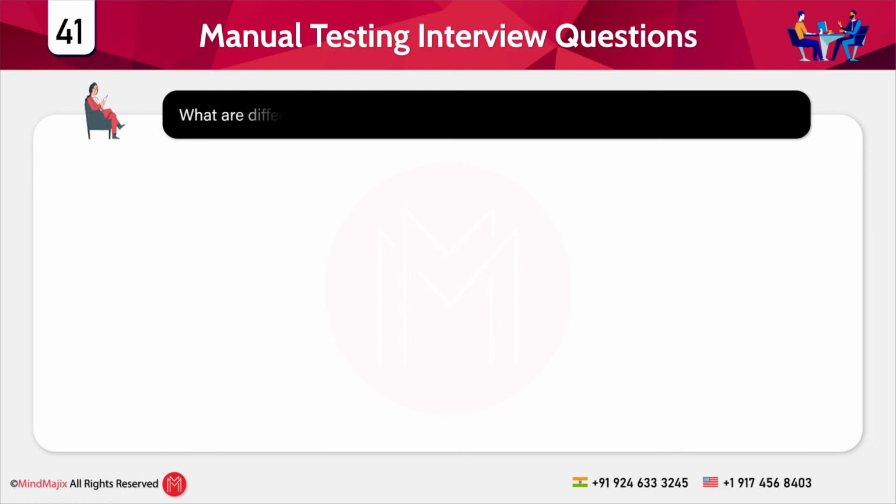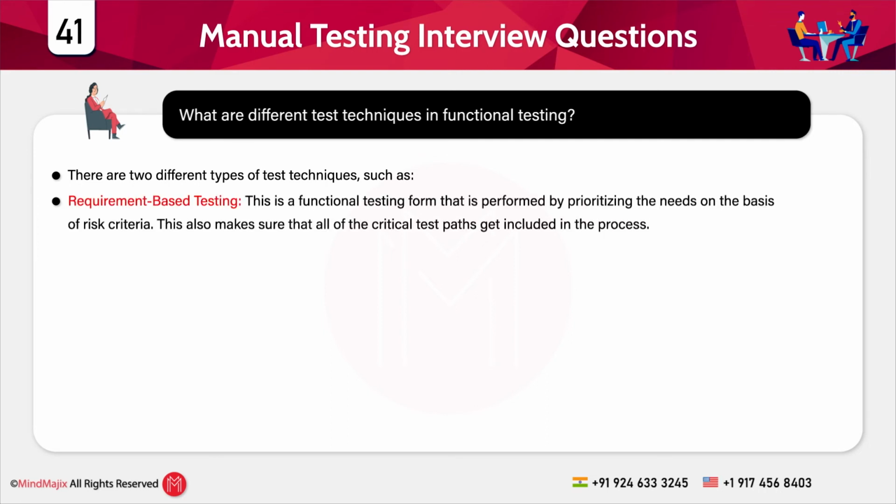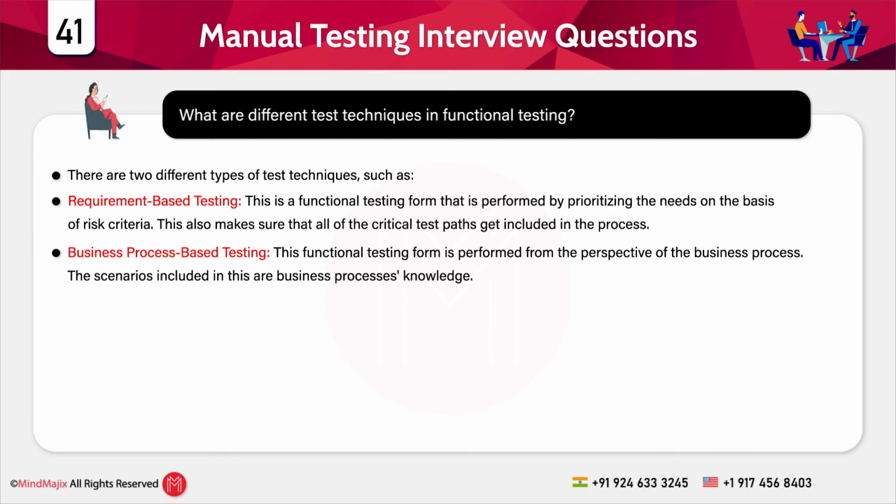The next question is, what are the different test techniques in functional testing? There are basically two different types of techniques over here. The first one is requirements based testing, and the second one is business process based testing. Requirements based testing is a functional testing form that is performed by prioritizing the needs on the basis of risk criteria. This also makes sure that all of the critical test paths get included in the process.